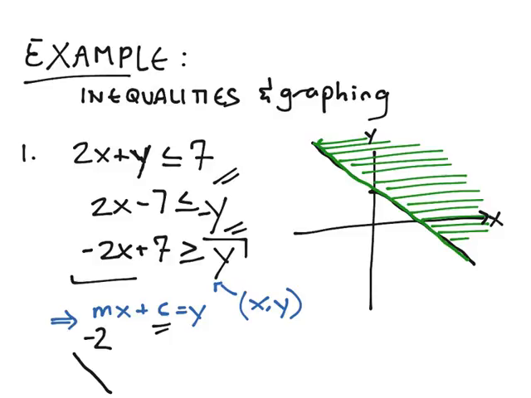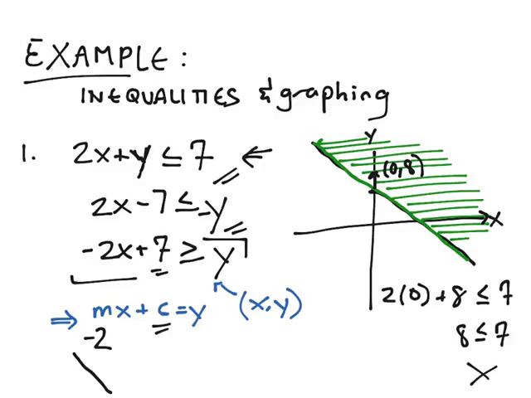And let's make sure we've got the answer right by choosing a random point on this side of the region, say 0, 8. We know 0, 8 has to be in our green region because our y-intercept is 7. So 8 will be a little higher than 7. So 0, 8, we plug that in to our inequality. 2 times 0 plus 8 is less than or equal to 7. 8 is less than or equal to 7. Uh-oh, that's wrong. We must have gotten the region incorrect.